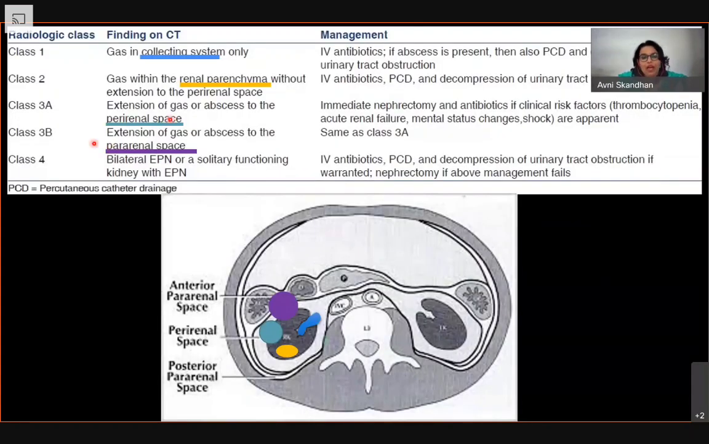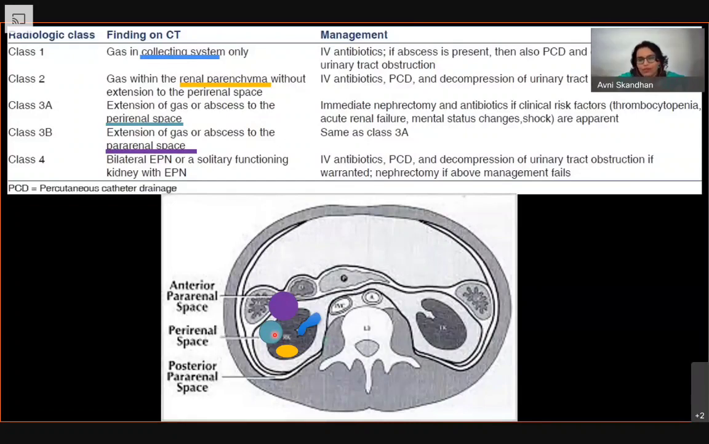So how do you classify it? Based on the area of involvement, or on which area is involved. If it is only in the collecting system, that is class 1. When you have it in the renal parenchyma, it is class 2. When you have it in the pre or pararenal spaces, it is class 3. If emphysematous pyelonephritis affects both kidneys, it is class 4. Or if you have a solitary kidney and that is what is affected, it is a very fulminating disease.